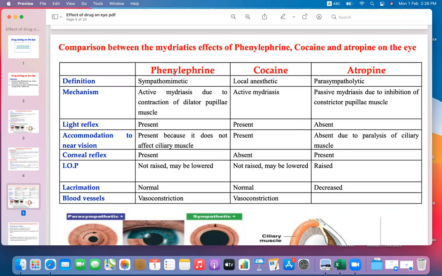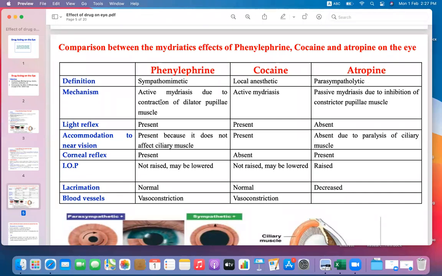Now, suppose we have given you a rabbit and an unknown drug, and you have to identify the drug, whether it is the first one, phenylephrine, whether it is cocaine, or whether it is atropine. How will you identify? This is an unknown drug without label, and you have to identify it. Now let us see one by one. Phenylephrine is a sympathomimetic, cocaine is a local anesthetic, and atropine is a parasympatholytic. Clear. What is the mechanism?